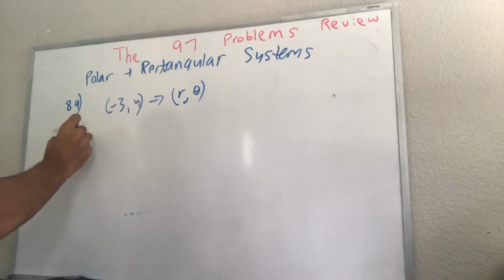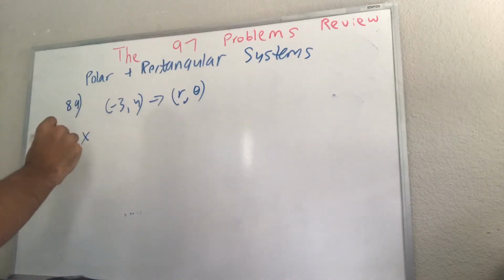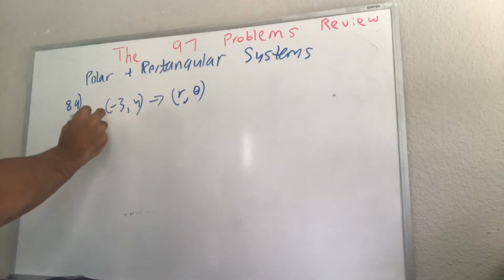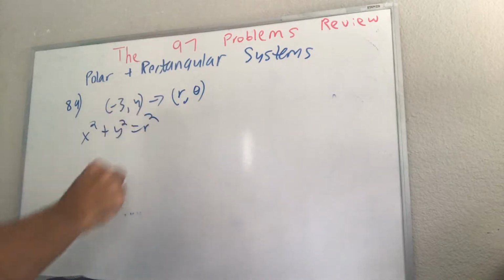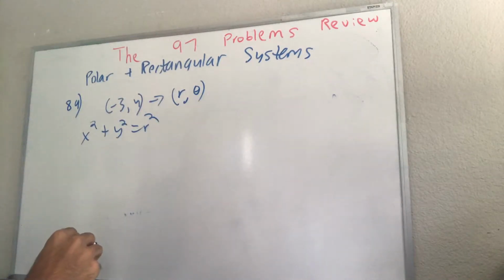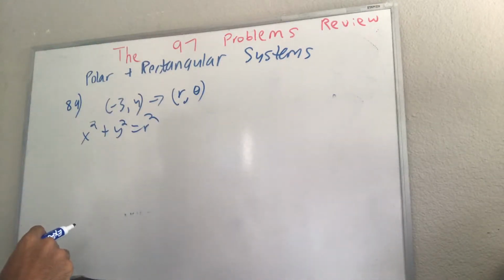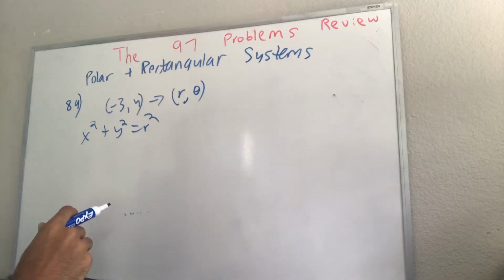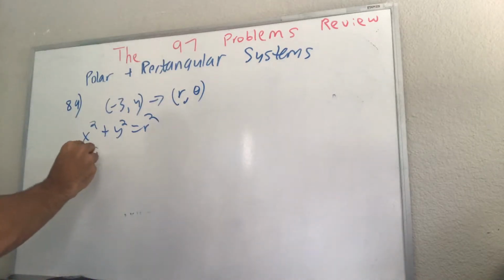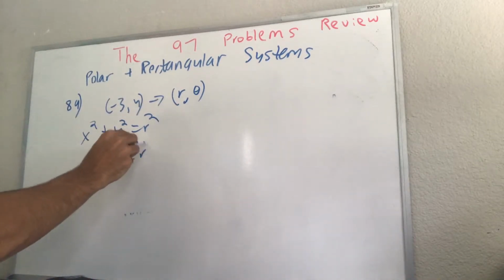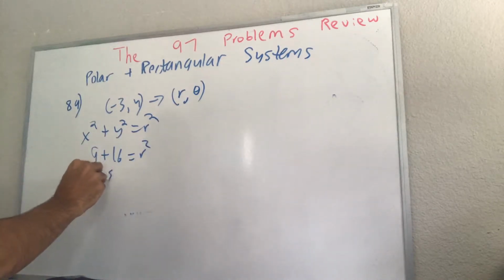So if you recall, we know that x squared plus y squared is equal to r squared, right? From the Pythagorean theorem and from the right-angled triangle we had drawn earlier on that circle. And so here, if x is -3 and y is +4, squaring them, you get 9 plus 16 is equal to r squared. So we know that 25 is equal to r squared.